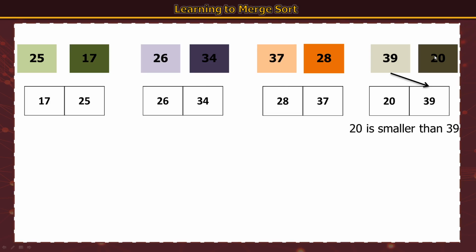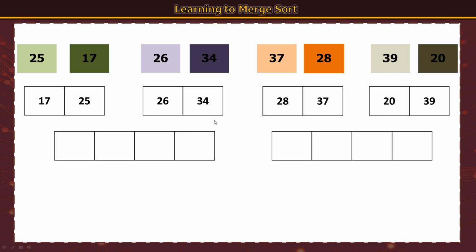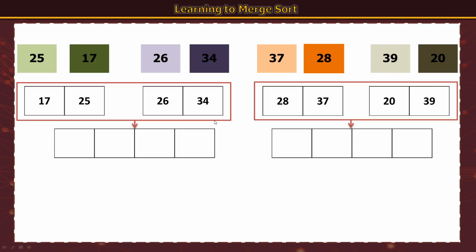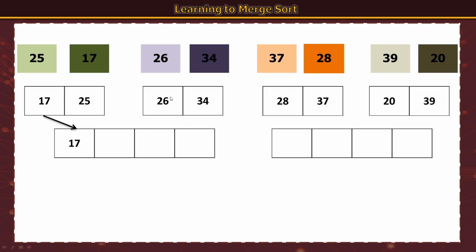We are now going to rebuild it from four lists, here look, into two. So how is it going to work? I'll show you. So these two are going to be combined, and these two are going to be combined. So you take the smallest item in each of the lists. So you've got 17 v 26. Well, 17 is less than 26, so it comes down.